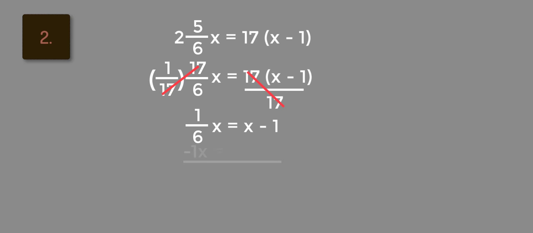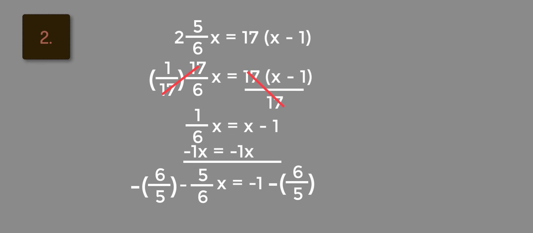So we subtract x from both sides. That's minus 6/6 x. So 1/6 x minus 6/6 x equals negative 5/6 x, equals, we're left with negative 1 on the right-hand side. Multiply both sides by negative 6/5. And we end up with, these cancel on the left-hand side. A negative times a negative is a positive. We have x equals 6/5, or 1 1/5.